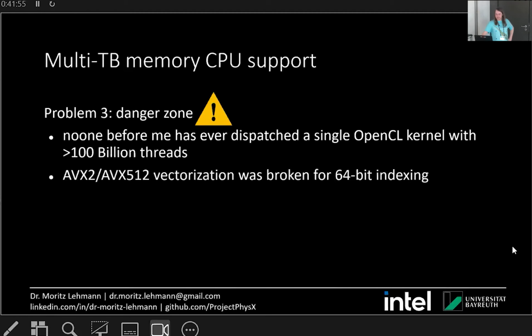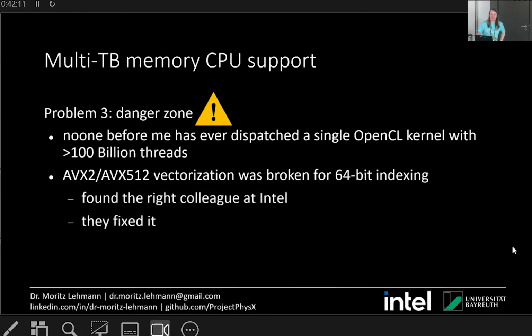And it turned out for the Intel CPU runtime, this was in a time before we launched Xeon 6 even, the AVX512 vectorization was broken for 64-bit indexing. However, because I work at Intel, I contacted Ben and a few other guys, and we fixed it, and now it works.